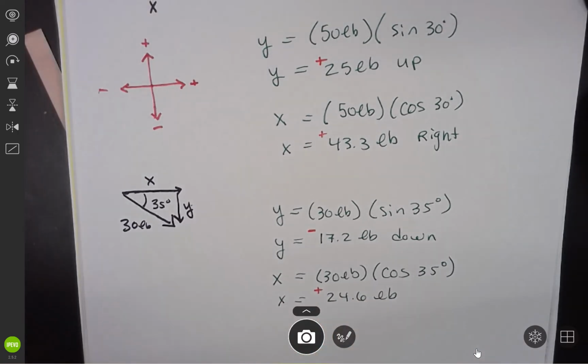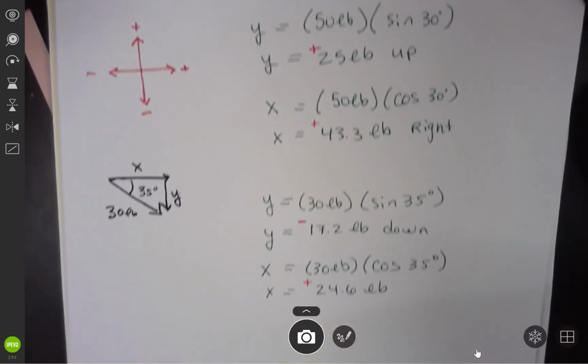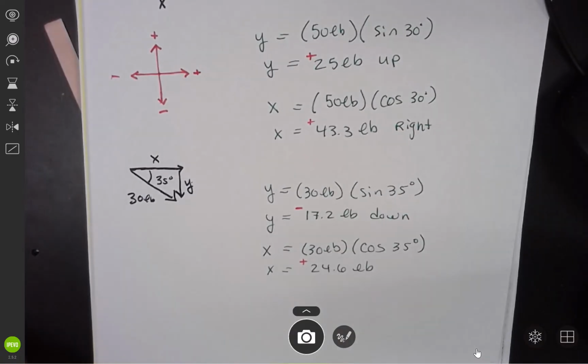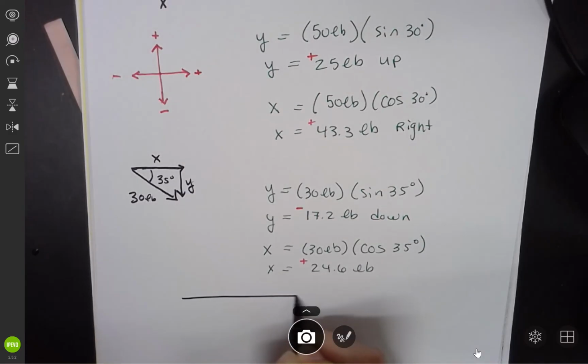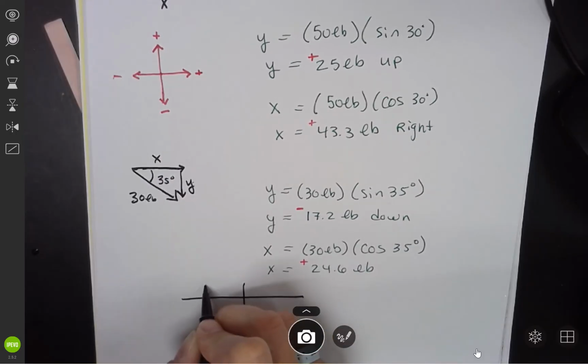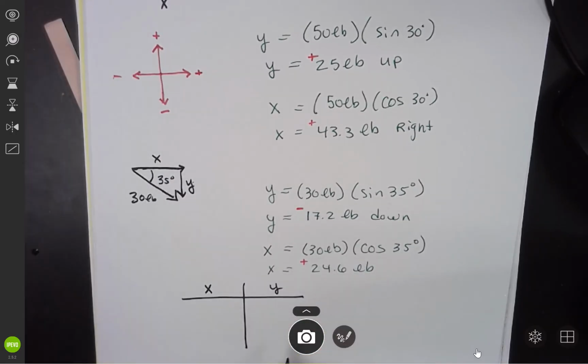Now, the reason that we do this is the point of today's activity. We are actually going to add these vectors up, and then we're going to make a new triangle from the resulting x and y's and figure out what the resulting overall vector is. So I'm going to make a little table here, one side for my x's and one side for my y's.